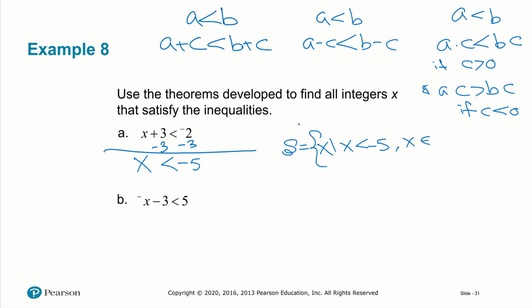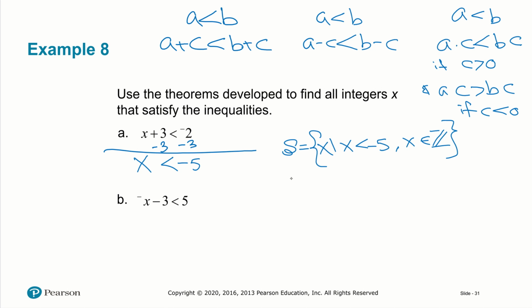X belongs to the set of integers, like that. Okay, that would be the solution set of this problem, because we're dealing with integers only. Like if we were dealing with real numbers, we would have put what? X belongs to the set of R, or real numbers.